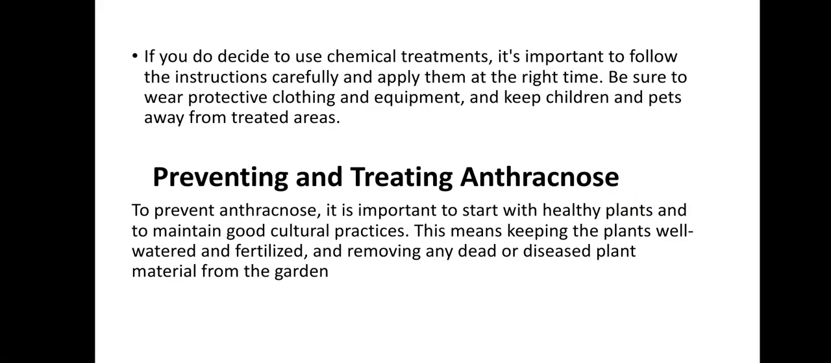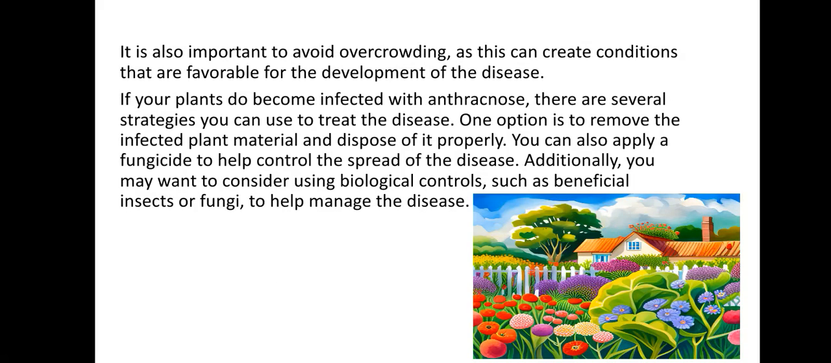Preventing and treating anthracnose. To prevent anthracnose, it is important to start with healthy plants and to maintain good cultural practices. This means keeping the plant well watered and fertilized and removing any dead or diseased plant material from the garden. It is also important to avoid overcrowding, as this can create conditions that are favorable for the development of the disease.